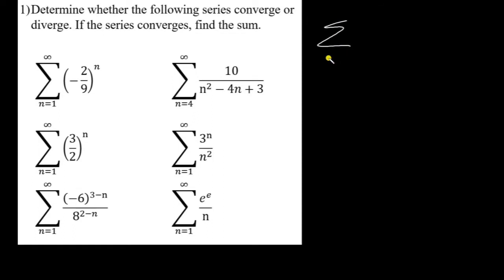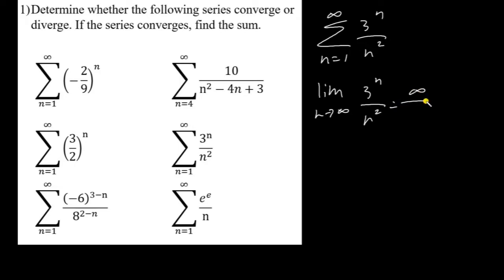Okay, so we're dealing with the sum from n equals 1 to infinity of 3 to the n over n squared. And the way we're going to do this is we're going to take the limit as n approaches infinity of this stuff here. Like we said, this goes to infinity over infinity. So we're going to use L'Hopital's rule to give us that the limit is equal to the limit as n approaches infinity of, take the derivative of the top, take the derivative of the bottom. This is going to be 3 to the n times the natural log of 3 over 2n. Okay, that's not working very well, because if we plug this in, we'll still get infinity over infinity.